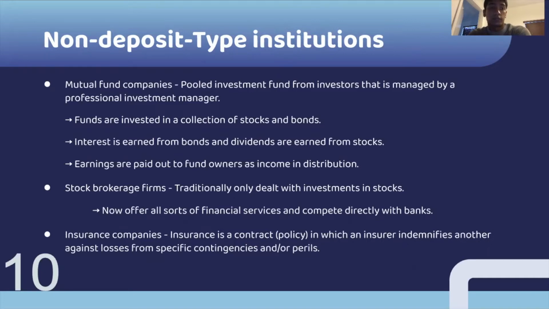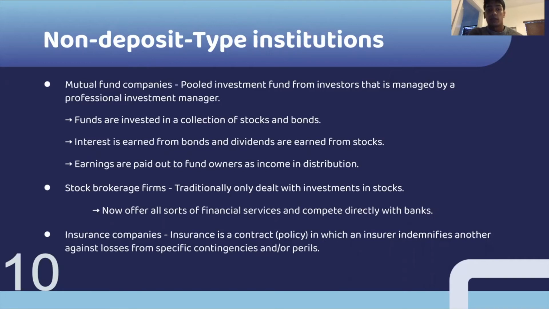And the first type of institution is a mutual fund company. In a mutual fund company, what they do is they pool investments from different investors, and they invest in stocks or bonds, and the investment is then managed by a professional investment manager. And the interest earned from bonds and dividends earned from stocks are given out in distribution as income to these mutual fund members that initially invested in it.